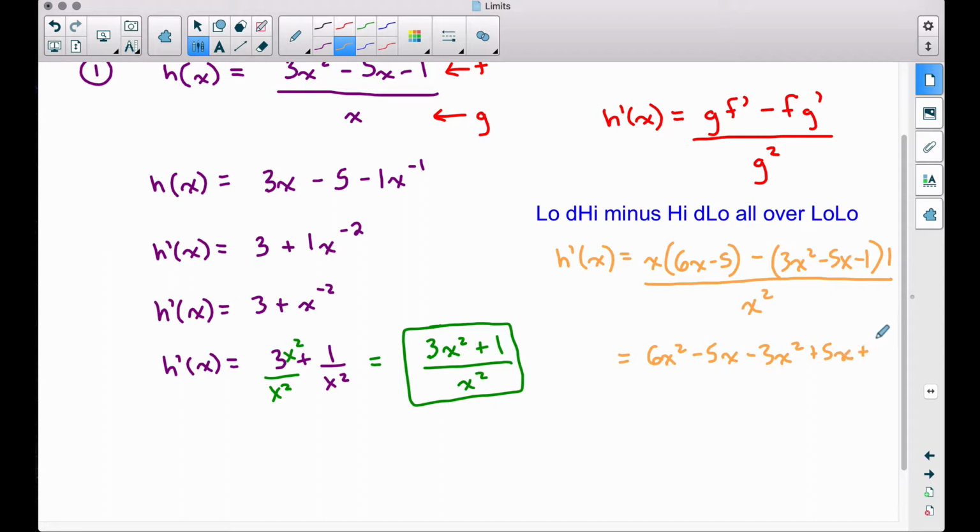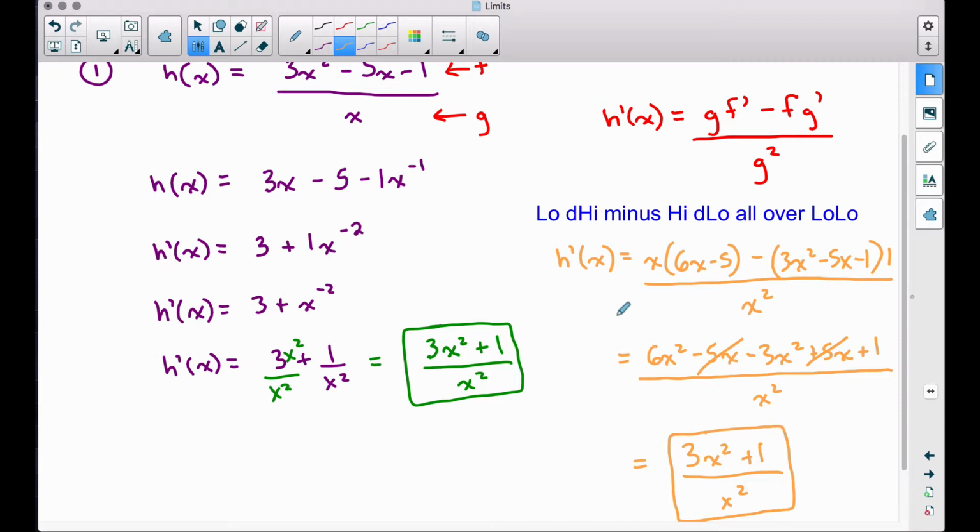Be careful with your distributive property. All of this is over x squared. And now cleaning this up a little bit more, our 5x's cancel out. 6x squared minus 3x squared is 3x squared plus the 1 all over x squared. And as you can see, we are getting the exact same answer when we do the quotient rule.